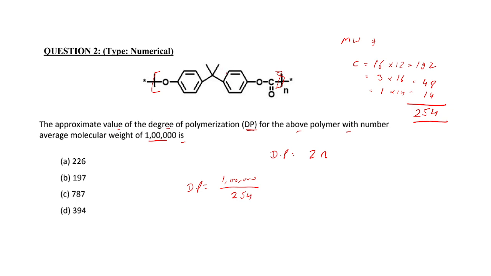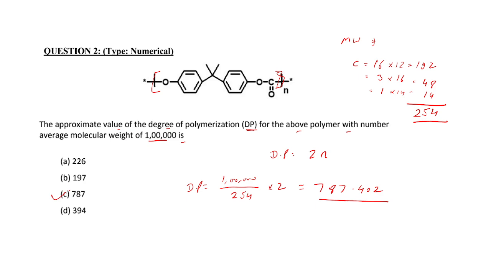Then because there are two monomers in this repeating unit, we need to multiply this by 2. Okay, now if you find out, divide by 254 into 2, so it will be around 787.402 approximate. Okay, so this is the answer. So the correct answer will be this.